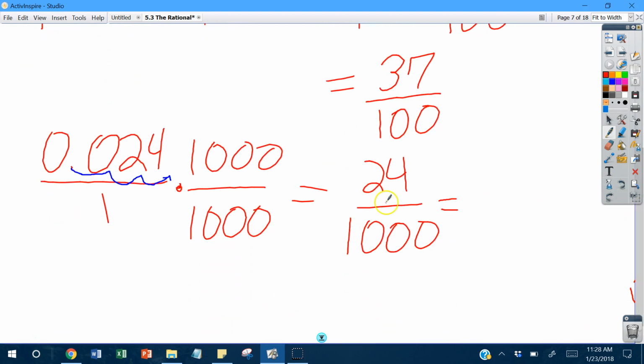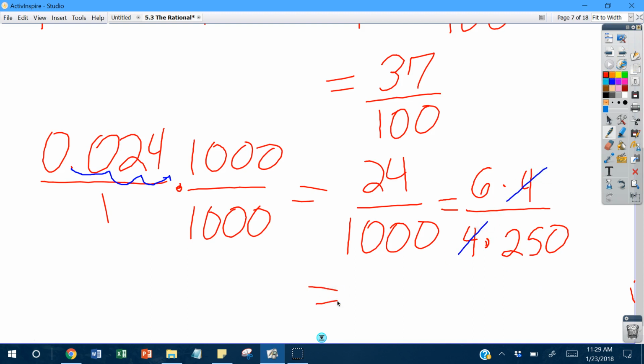So I know that 2 goes into both of these. I think also 4 goes into both of these numbers. So I'm going to divide both these by 4. I'm going to break 24 up into 6 times 4. And I think I can break up 1,000 into 4 times 500. That is wrong. Let's do 4 times 250. So 1,000 equals 4 times 250. So since I have that common factor of 4, those cancel out, and I end up with 6 over 250.